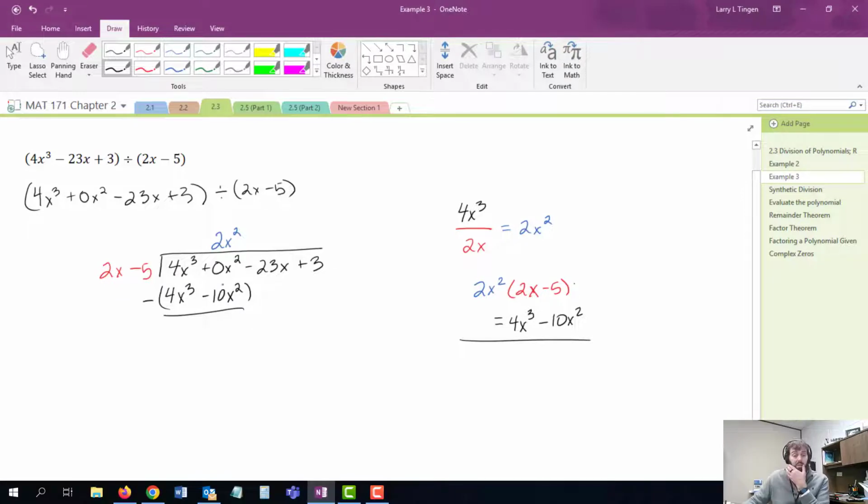Subtract. 4x cubed minus 4x cubed is 0, exactly. 0x squared minus negative 10x squared becomes plus 10x squared. So plus gives me positive 10x squared. Bring down the next term. And then we start the process over.